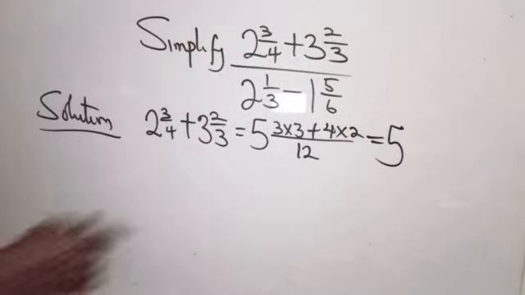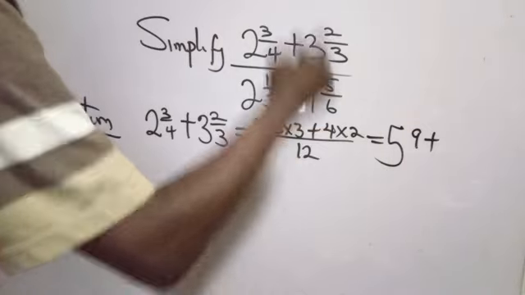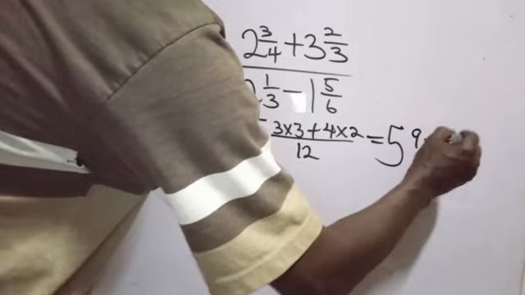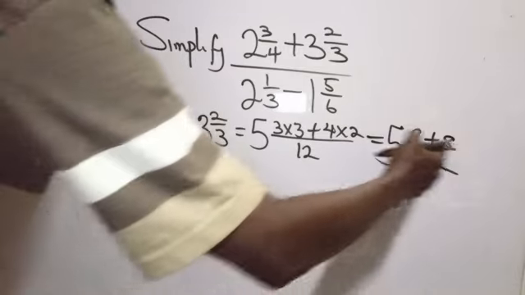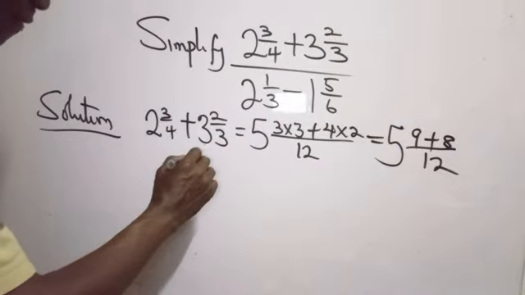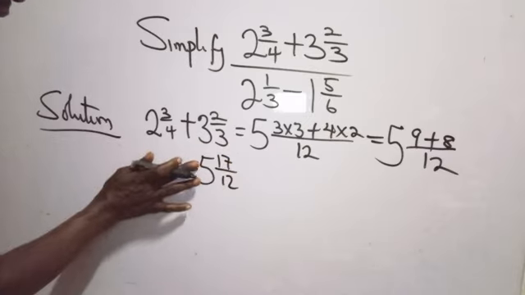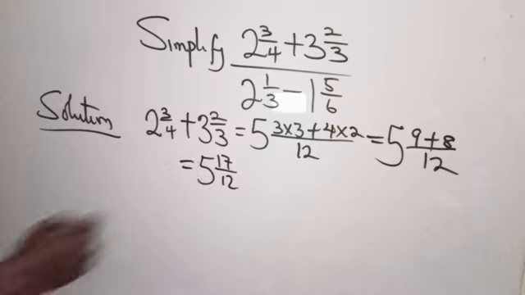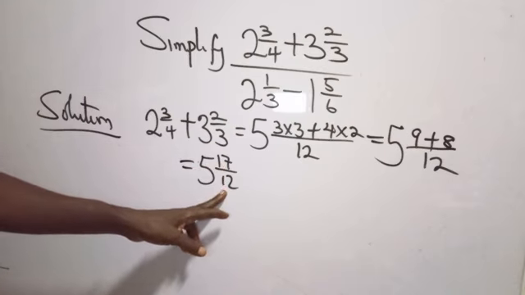3 times 3 is 9, plus 4 times 2 is 8, all over 12. By the time we add these 9 and 8 together, we're going to have 5 whole number 17 over 12. This is an improper fraction. Why do I call it an improper fraction? It is called an improper fraction because the numerator is greater than the denominator, which is not normal.